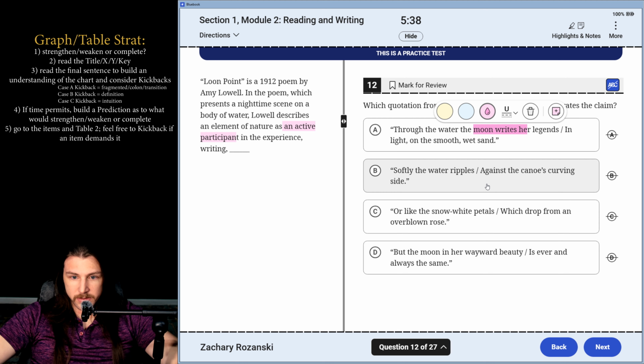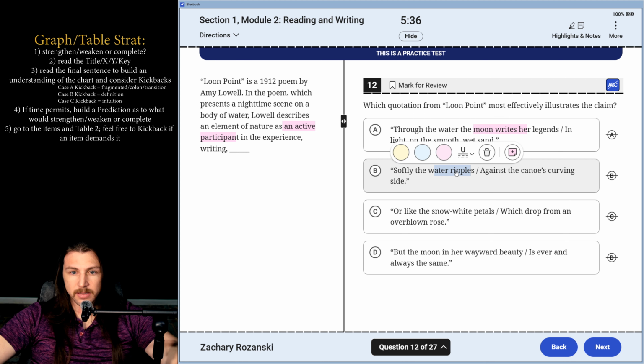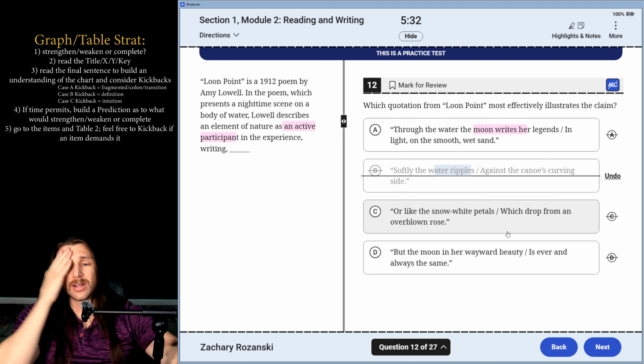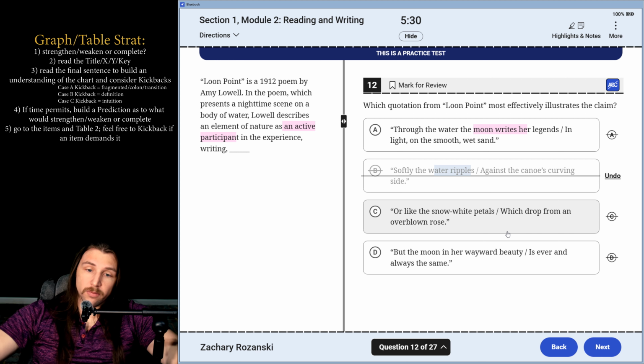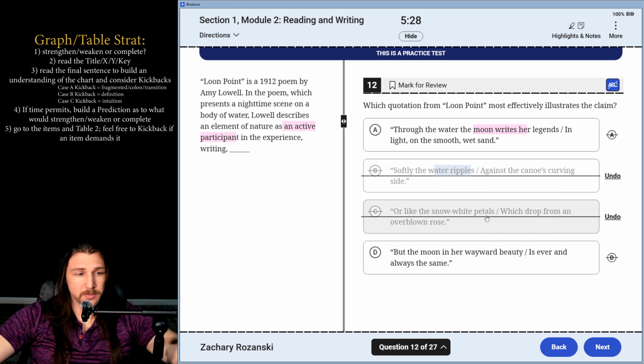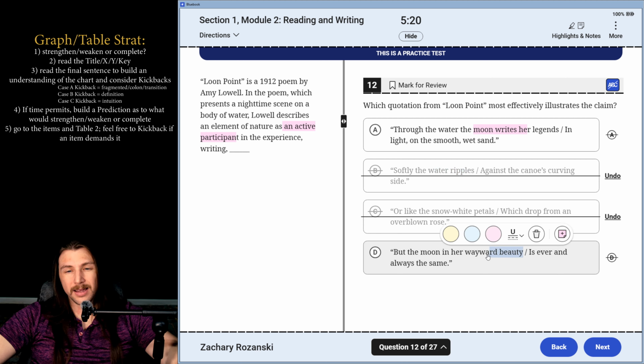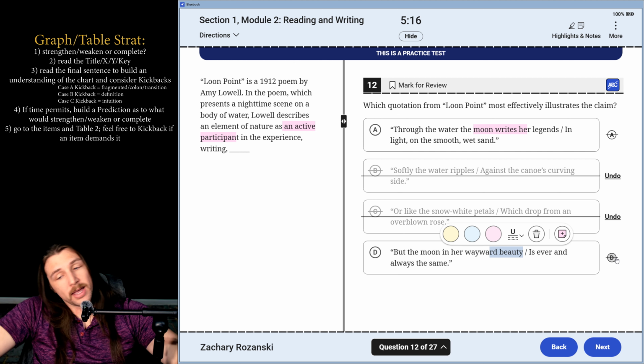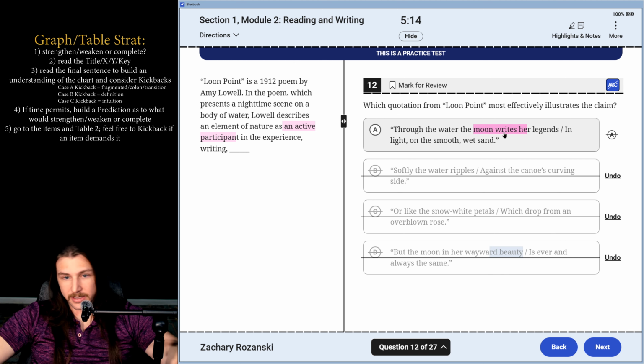Softly, the water ripples against. So we do have nature interacting with something, but there's no agency here. We want the moon writes, it's gorgeous, or like the snow-white petals, which drop from an overblown rose. This is the exact same thing. Nature is just being affected by the environment. The moon writes is the active participant, but the moon in her wayward beauty is ever and always the same. Active participant, no. We are actively participating with the moon's beauty, and while the moon might be a baddie, that's not what we're looking for here.